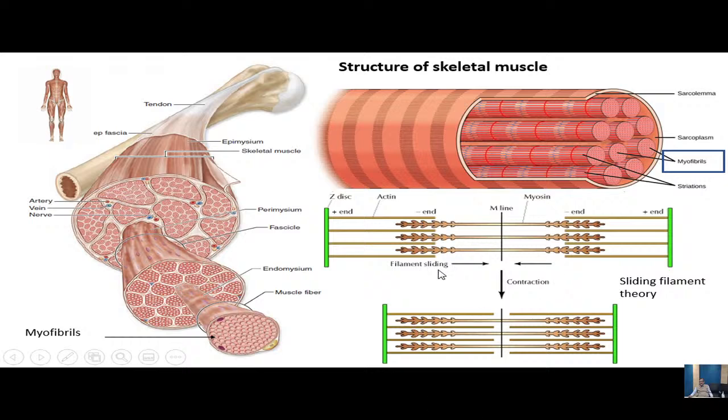When the sarcomere contracts, you can see that the Z lines come closer to each other, but the dark band remains of the same thickness. The light bands also shrink, but the dark band remains of the same thickness. So this is the mechanism of contraction of the skeletal muscle fibers.